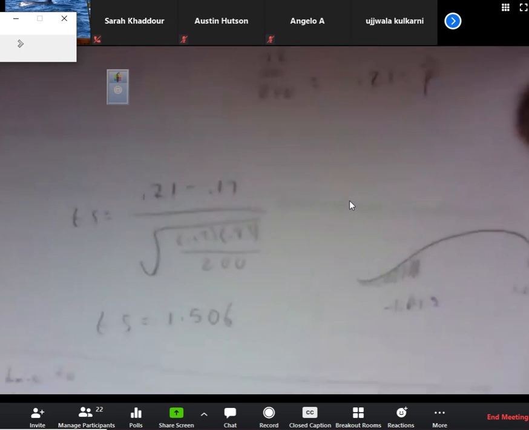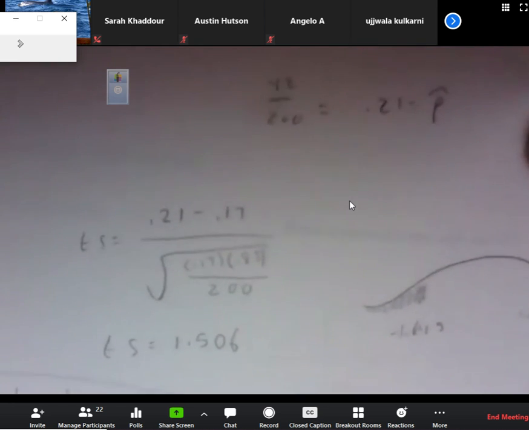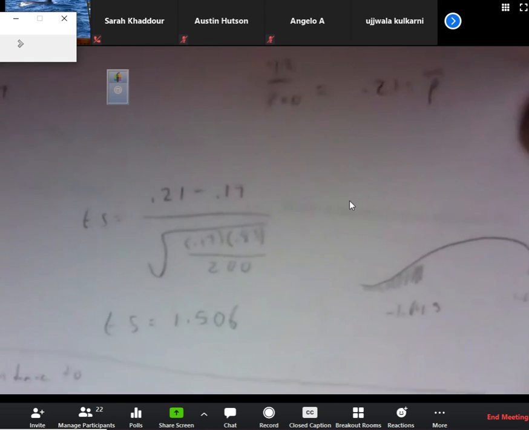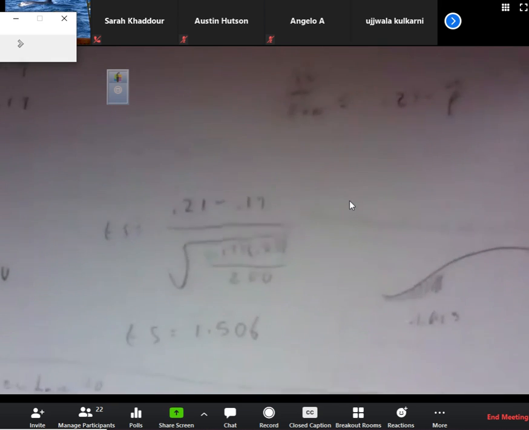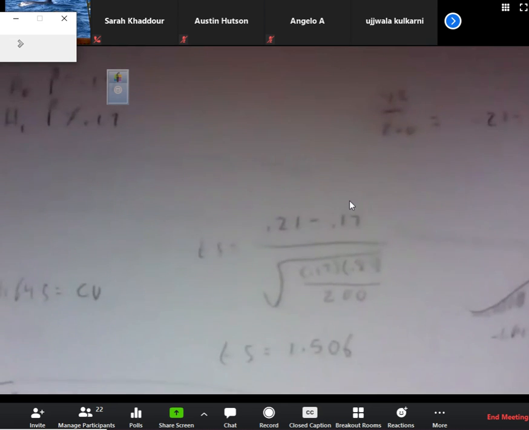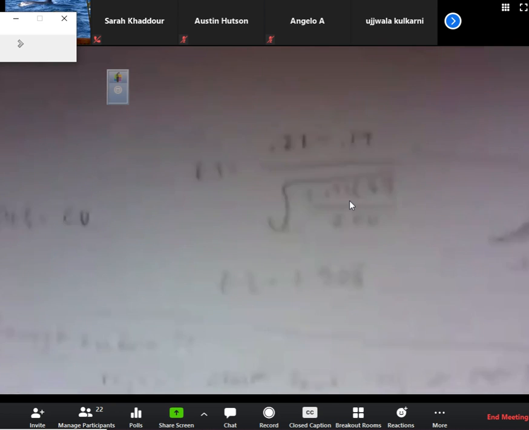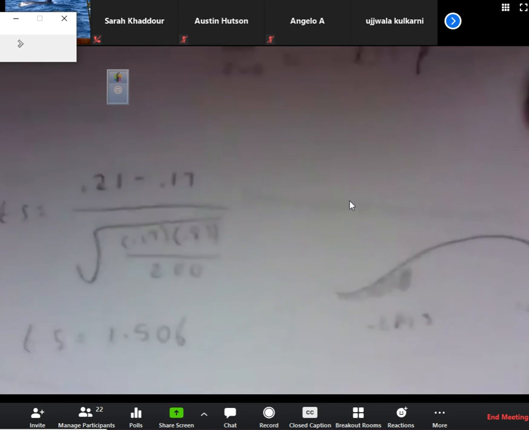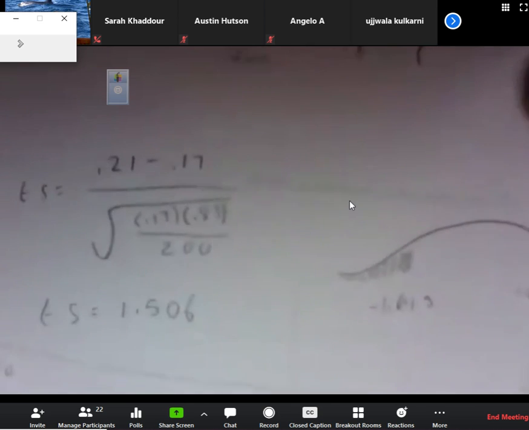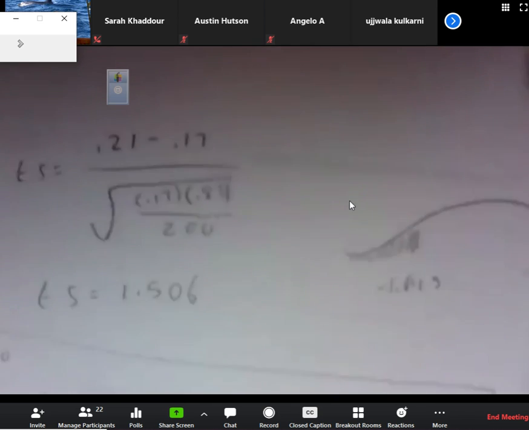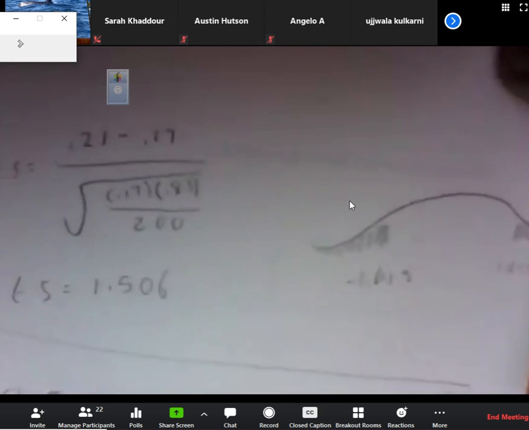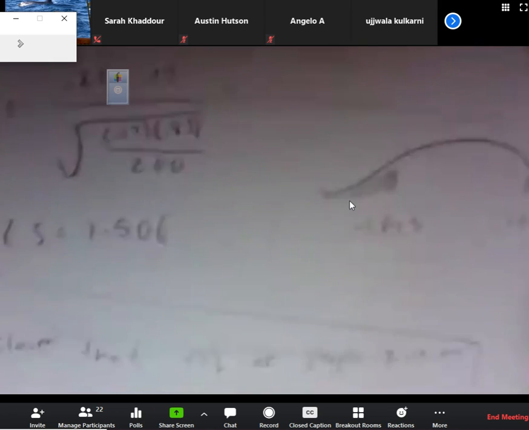All right. And then for our test statistic, it's just the sample proportion minus the population proportion, divided by the square root of P times Q over N. N is 200, that's our sample size. Then we get the test statistic is equal to, I got 1.506.